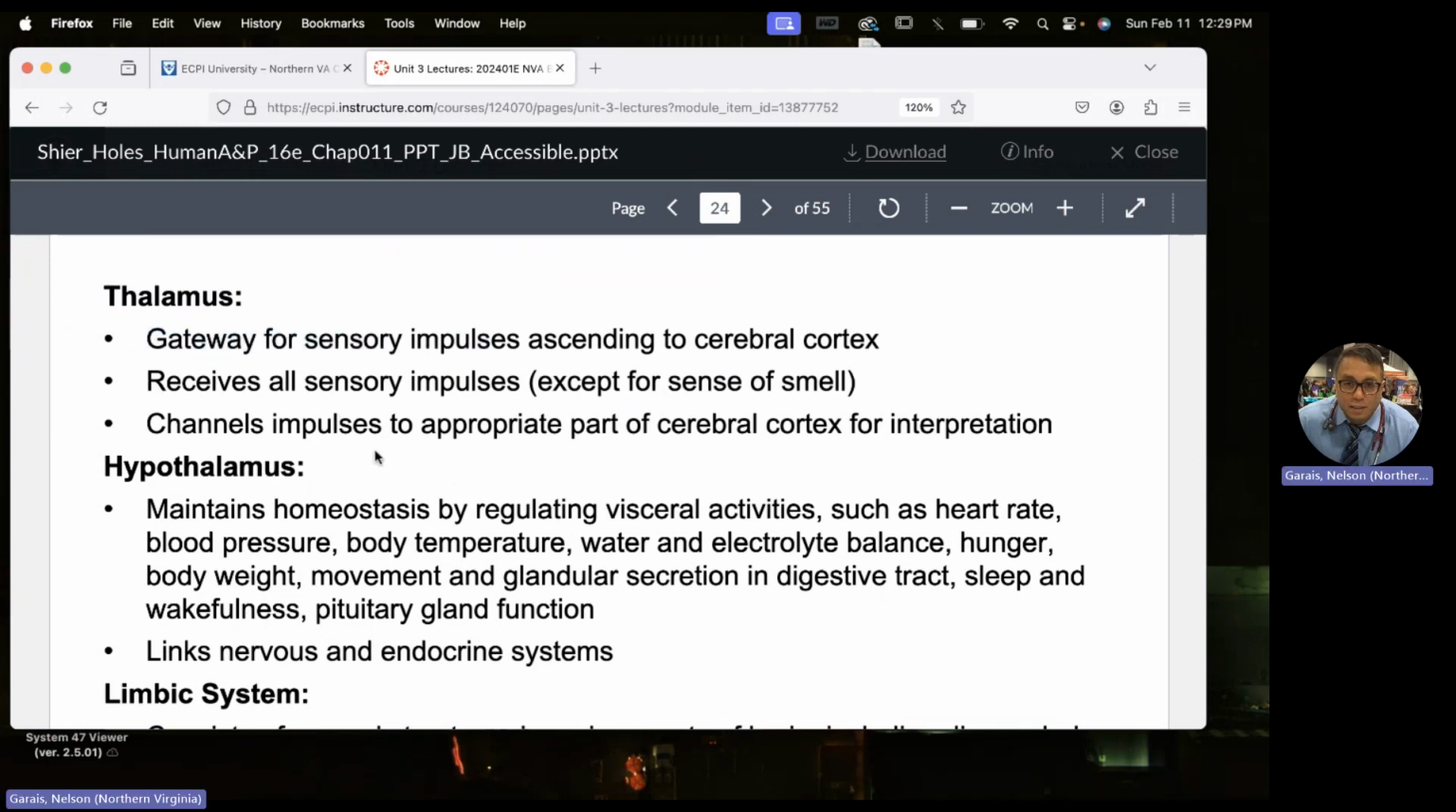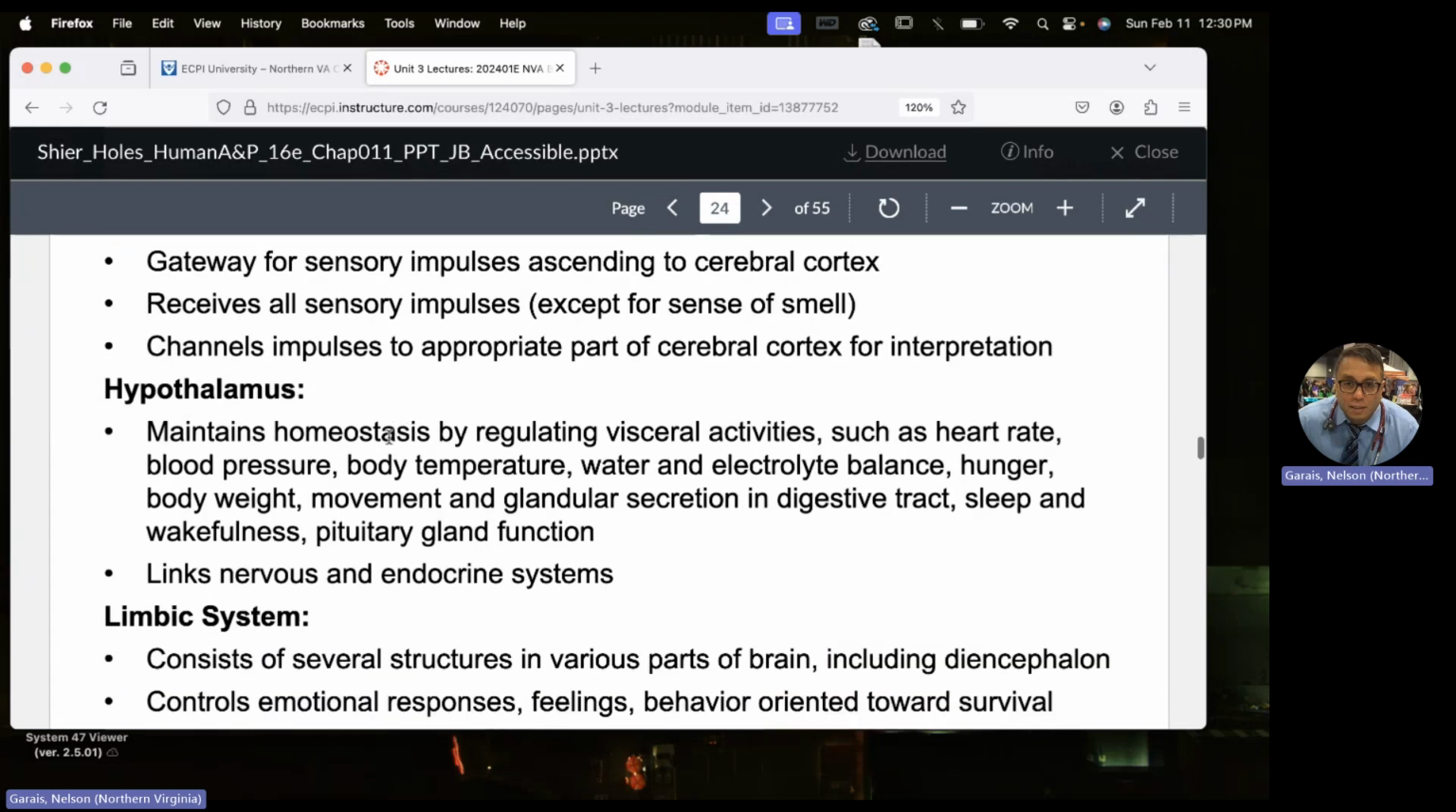Okay. It is one of the two places where we have to filter out everything except for smell, right? Because remember, if you take in everything all at once, it's hard to concentrate. Just imagine if you saw every piece of light and listened to every piece of sound in the room. You'll go nuts. Hypothalamus, think homeostasis, H and H.